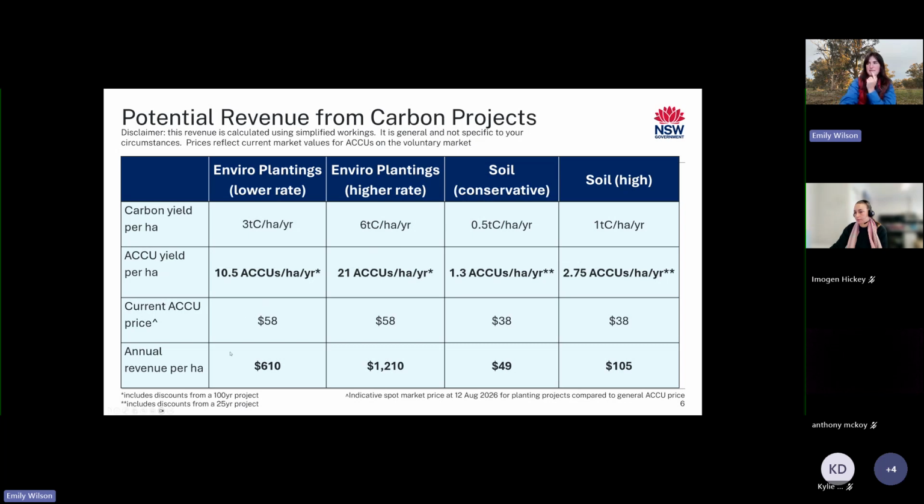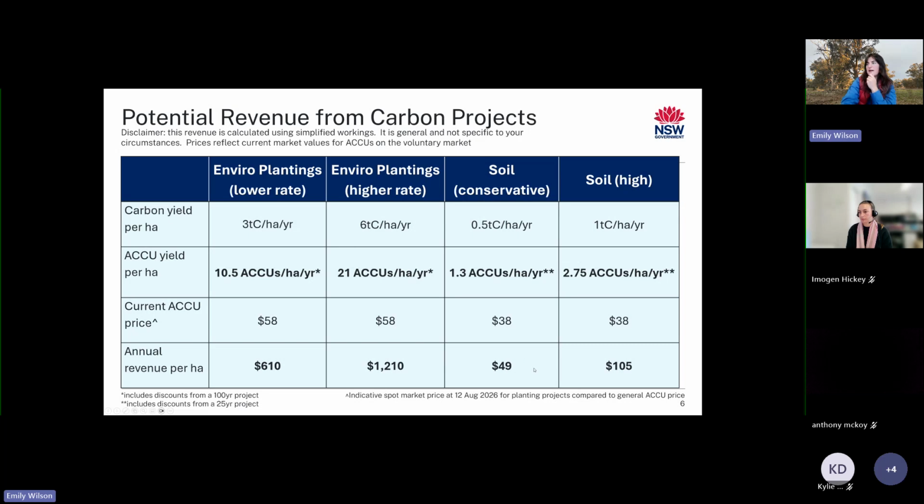But yeah, looking at environmental plantings, which can be getting up to $57 or $58 per credit, that could actually look at that sort of 10 credits per hectare per year rate to be about $600 in revenue per year. And once you get up to 21 ACCUs per year, which there were a few areas as you go further east that do have that higher rate, it could be looking at over $1,000 in revenue per year. And that's not taking into account costs of the project.